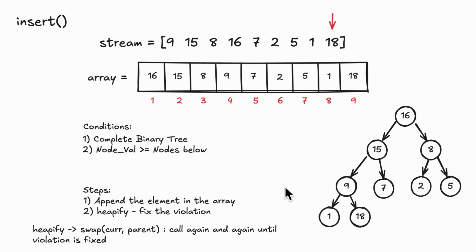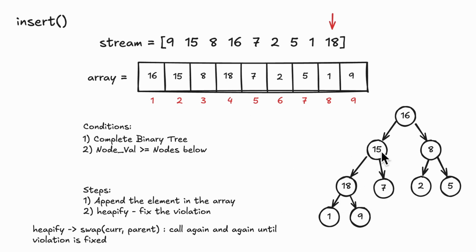Done. Now, is the second condition violated? Yes. So what do we have to do? We have to call the heapify function again and again until we have fixed the violation. Okay. So let's swap 18 and 9. 9 will come over here and 18 will come over here.